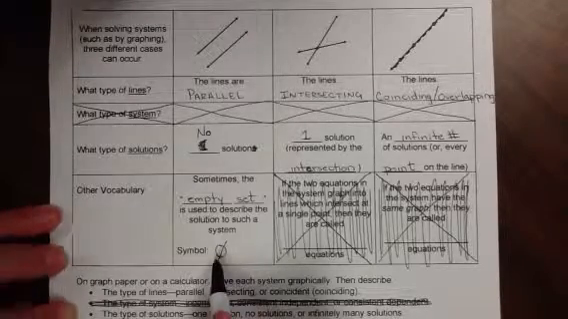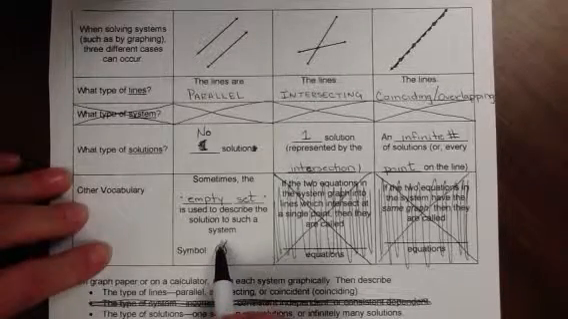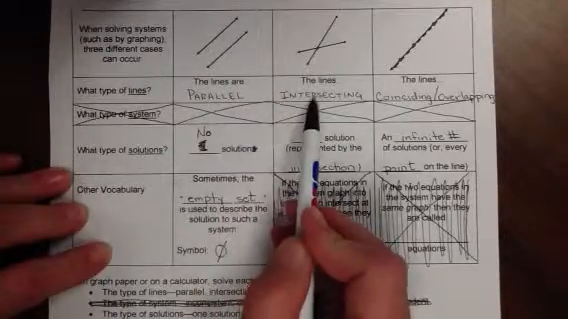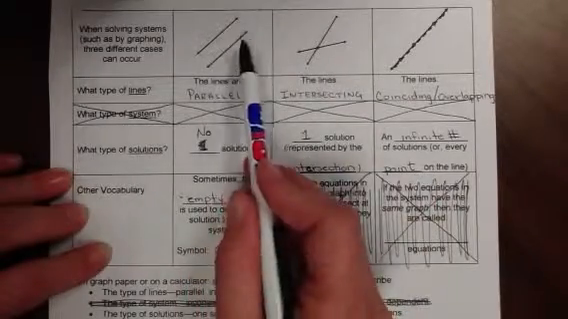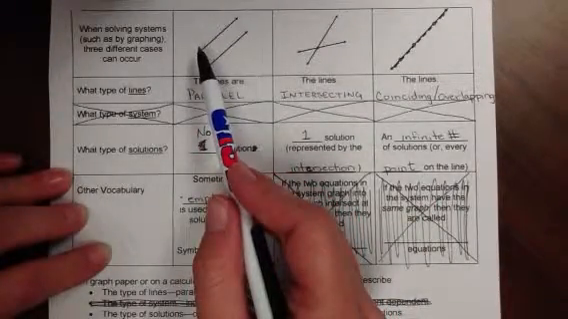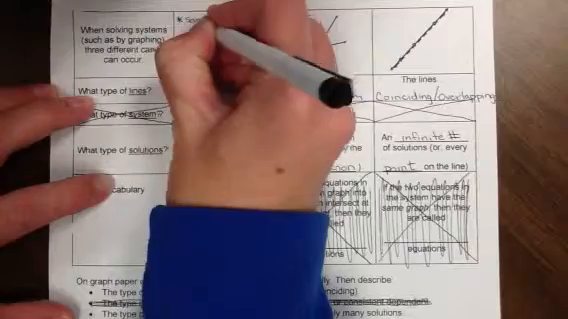Now, what we need to learn today is that we do not have to graph a system of equations to figure out if they're parallel, intersecting, or coinciding. So let's look at parallel first. This is something that we have talked about before. We say that parallel lines have always had the same slope.